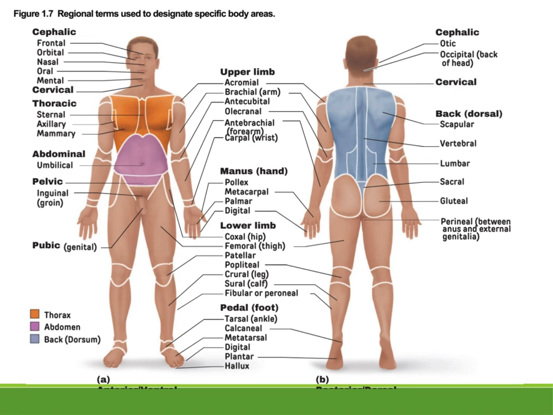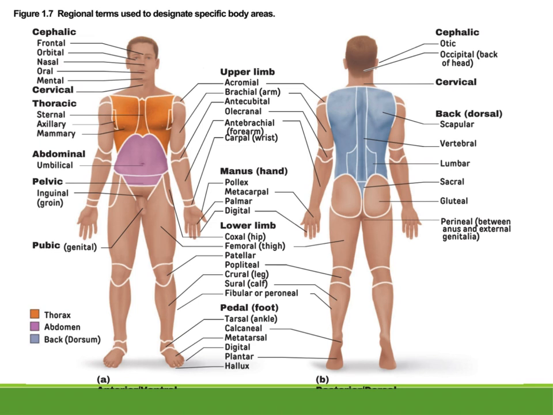All right, now we got that right side done. Let's go all the way back to the left side. The thoracic region is what we're seeing in orange. Inside of that region, you have your sternum. That's where your breastbone would be. That is the sternal area. Axillary is your armpits. So you have two axillary regions. And mammary is where the mammary glands and breasts would be in females. And the pectoral muscles are in females and males.